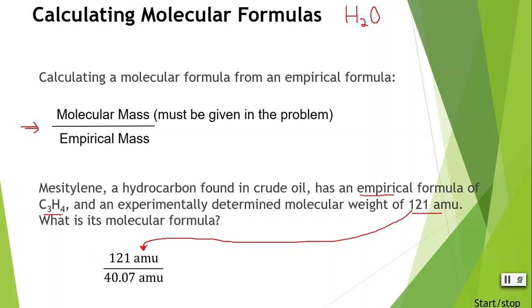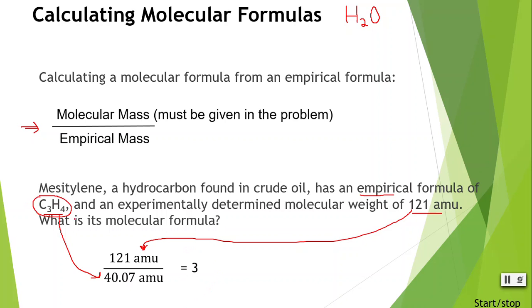So I look at my empirical formula, and I calculate its empirical mass. So 3 carbons plus 4 hydrogens gives me 40.07. When doing that division, I get a big fat 3. What that means is that my molecular formula is 3 times heavier than my empirical formula.